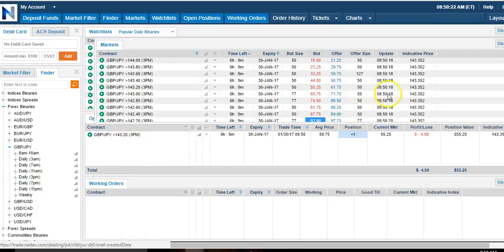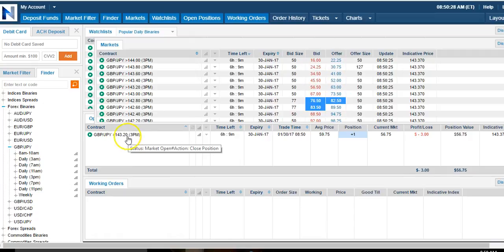So for example, if this came down to 143.25, even though the entry for the trader was 143.33, we still won the trade, even though the signal itself lost by a few pips.